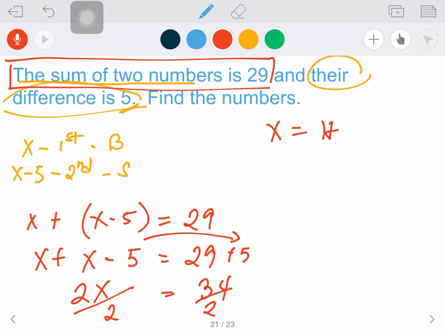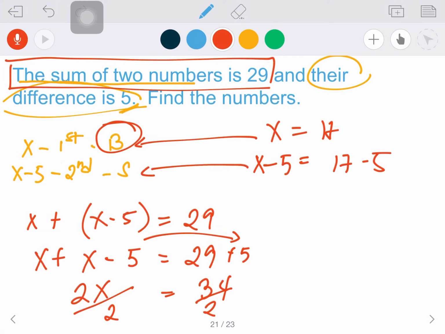And after this, what's next? We have to go back to the represented part. So 17 here is representing the bigger number. So that would mean the smaller number would be x minus 5. And I know x is 17 minus 5. That would mean the smaller number, this one, is equal to 12.